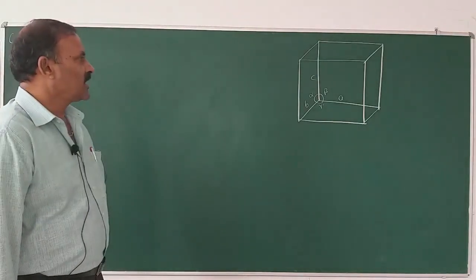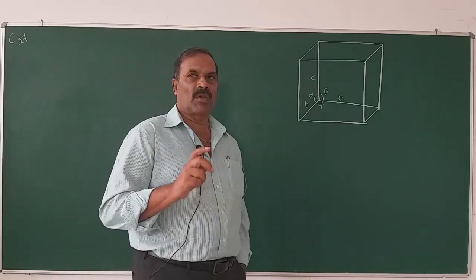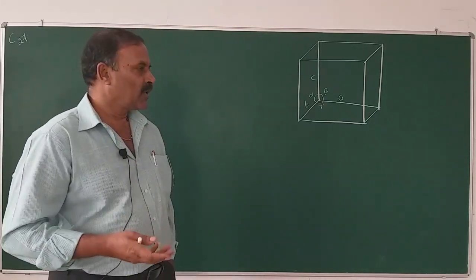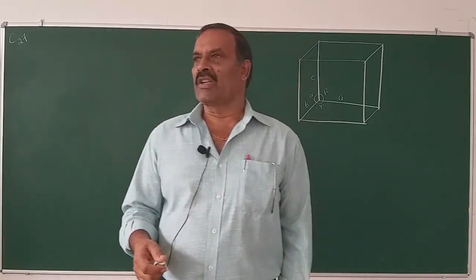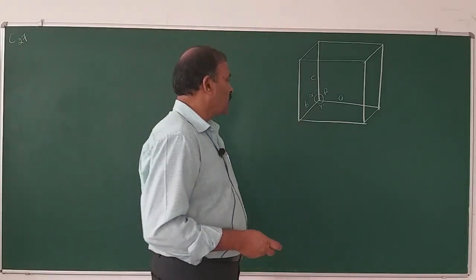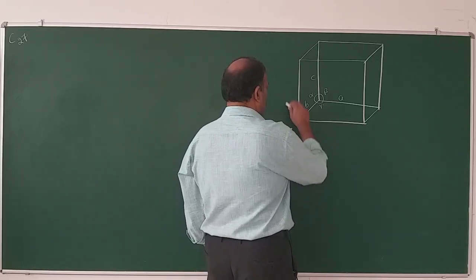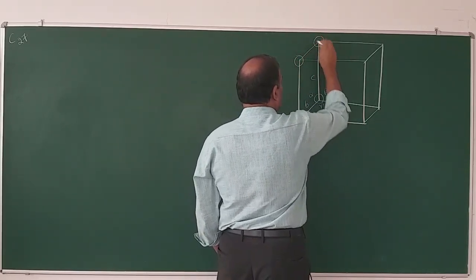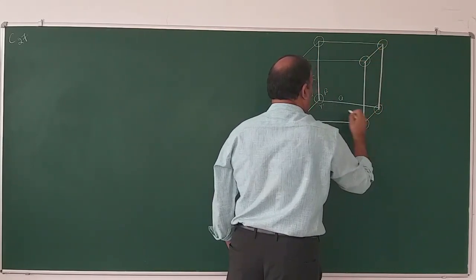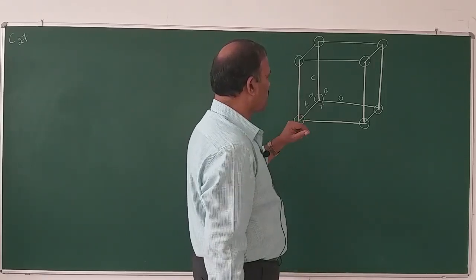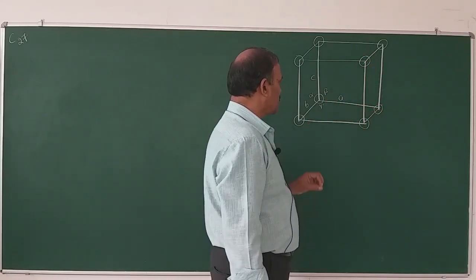We have also studied the types of unit cells. Unit cells are of two types. Number one, primitive unit cells, and number two, non-primitive unit cells, also called centered unit cells. In primitive unit cells, the constituent particles are present only at the corners. These types of unit cells are called primitive unit cells.